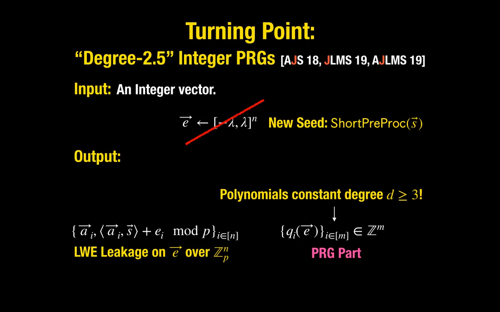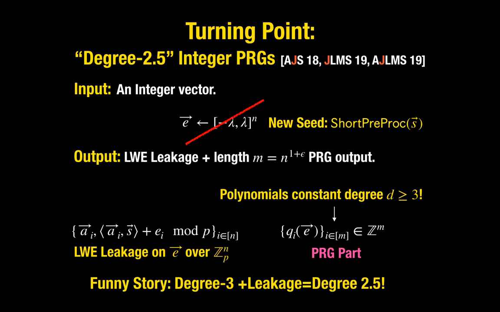So in essence, an adversary is only going to see this leakage, which is an LWE sample with error EI, and then a polynomial that is evaluated on the errors of the LWE, and it's a degree d greater than or equal to 3 polynomial. And this was nice.